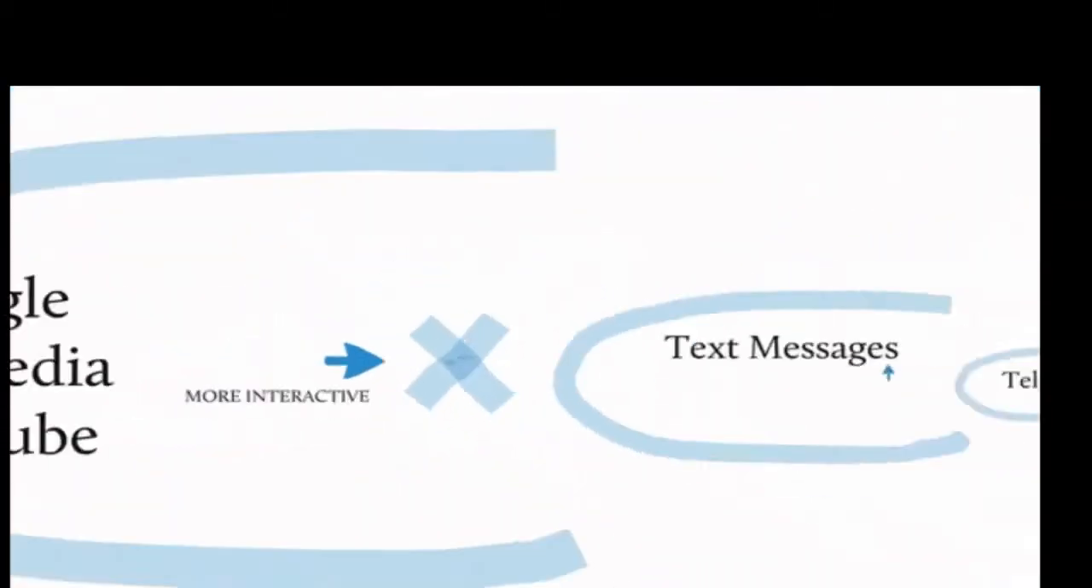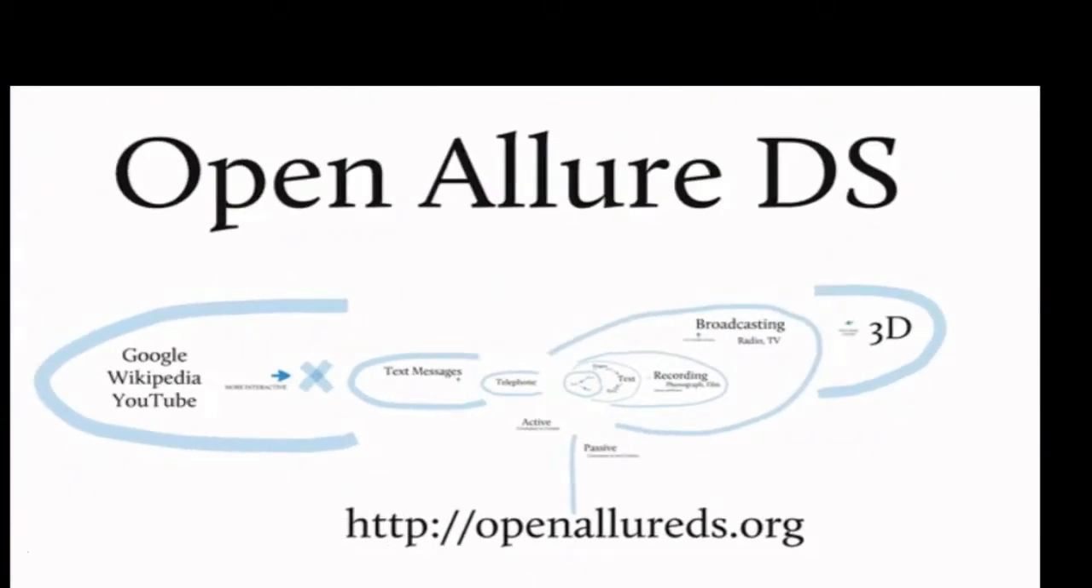Content creators can use an interactive script to converse with multiple consumers at different times and in different places. Open Allure does this, recording a conversation as text on a wiki page or in a text file for distribution over the internet. To learn more, go to openallureds.org.